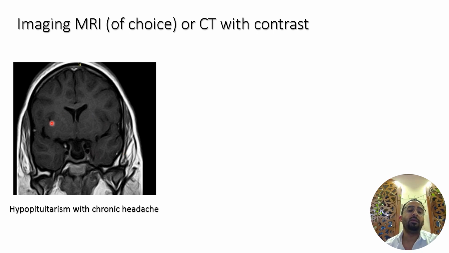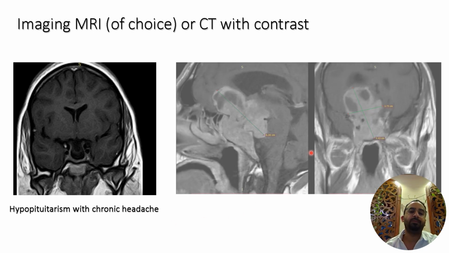This is a typical empty sella, and this is a real patient who had hypothyroidism with a history of chronic headache, diagnosed by CSF pressure as having benign intracranial hypertension as the cause of empty sella and hypothyroidism. We will have a detailed talk about benign intracranial hypertension, hopefully next year in the neurology lectures.